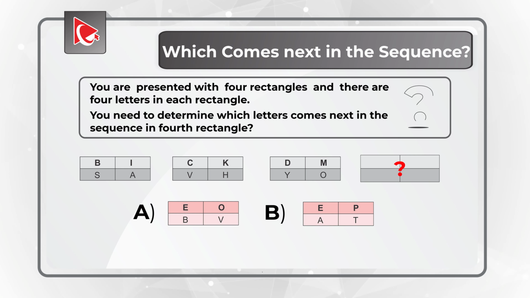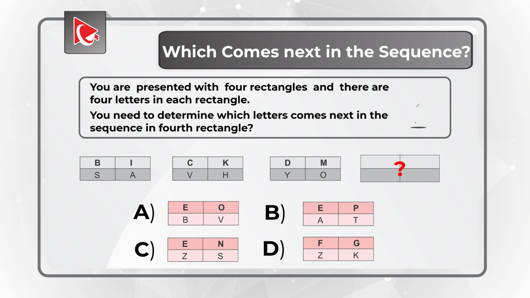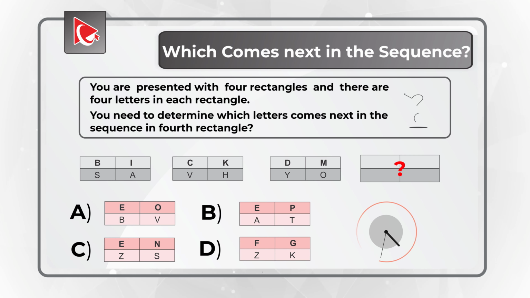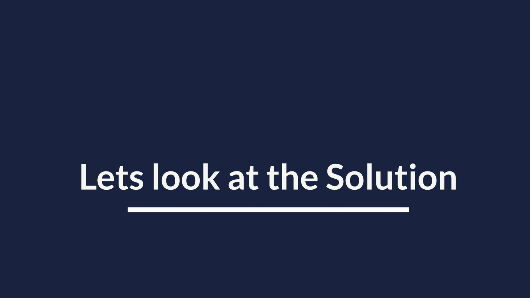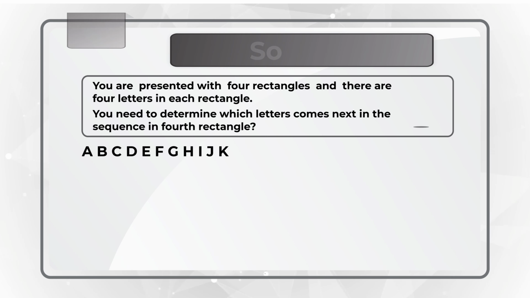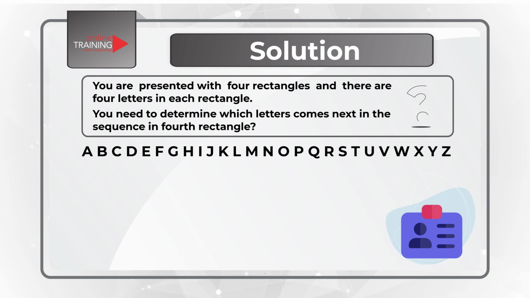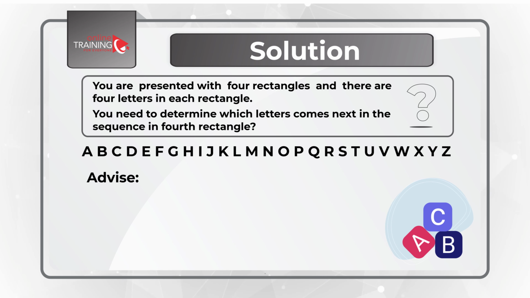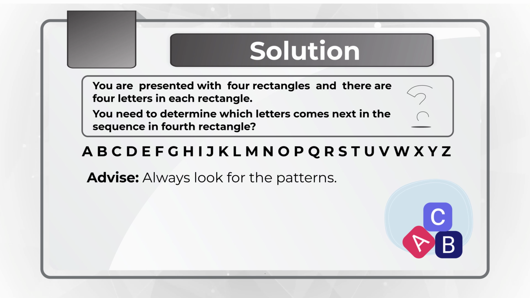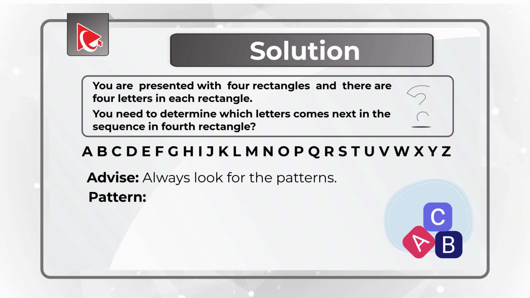Choices A, B, C, and D. Take a close look to see if you can determine the answer. As I mentioned, this is one of my most favorite questions. Let's move forward so I can share the solution with you. To answer this question correctly, you need to know the letters of the English alphabet, as well as a little bit of math. And my advice to you, always look for patterns, because you would need the pattern to solve this question. So let's first look at the pattern.